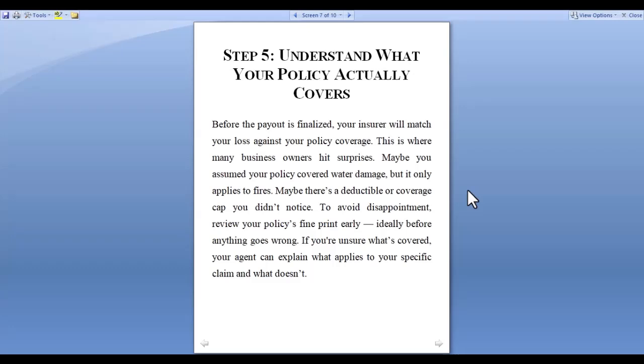Maybe you assumed your policy covered water damage, but it only applies to fire. Maybe there is a deductible or coverage cap you didn't notice. To avoid disappointment, review your policy's fine print early, ideally before anything goes wrong. If you are unsure what's covered, your agent can explain what applies to your specific claim and what doesn't. So now let's go to the next page.